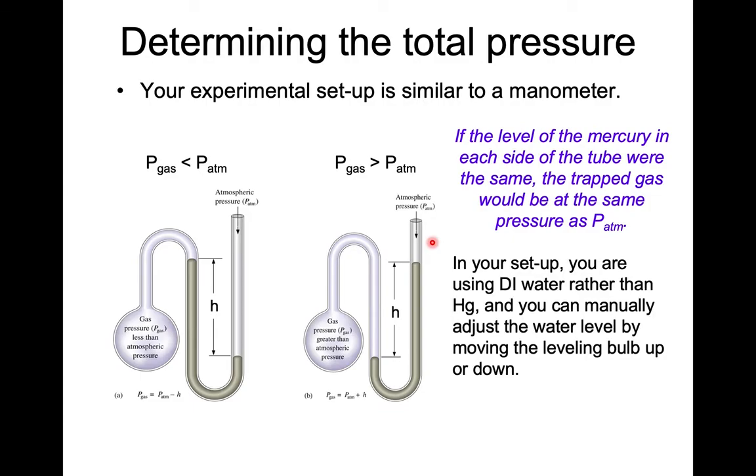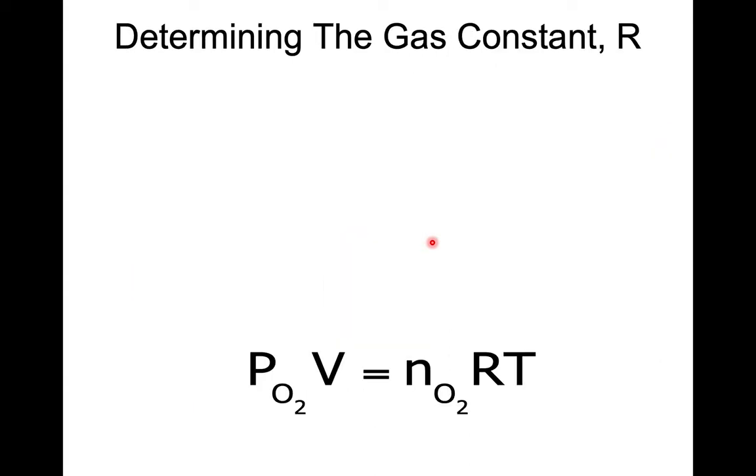In our setup today, you're using deionized water rather than mercury, and you can manually adjust the water level by moving the leveling bulb up or down as the reaction proceeds. So here are the particular calculations that we'll be doing today. Once I've shown this entire slide, you may want to take a photo of this particular slide or ask your lab assistant to stop it here to give you time to do that.